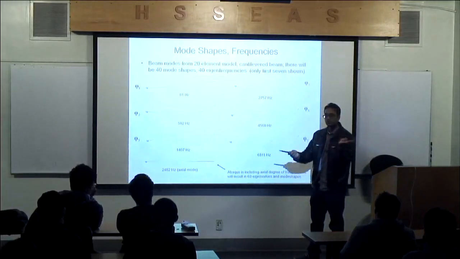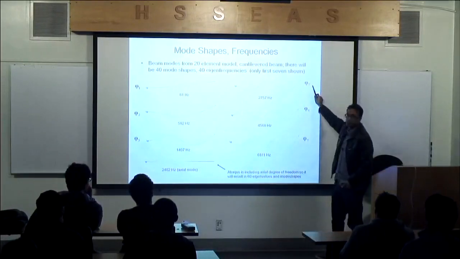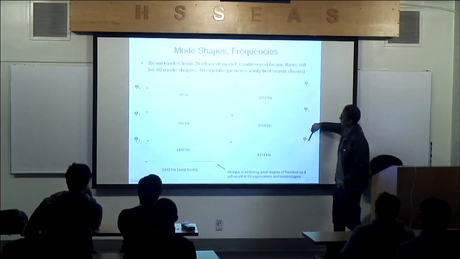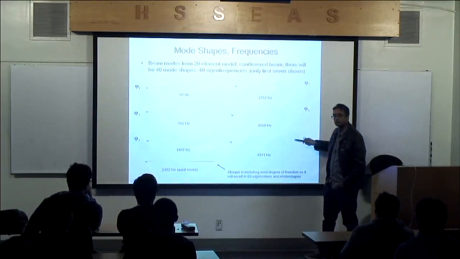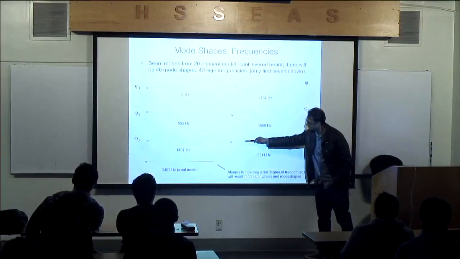Right? I could have included it, but I didn't do it. The fourth mode, that's bending mode, is this one. The sixth mode is this. The seventh mode is this. You can see that it's bending more and more. There's more bends every time I go up in frequency. Okay?